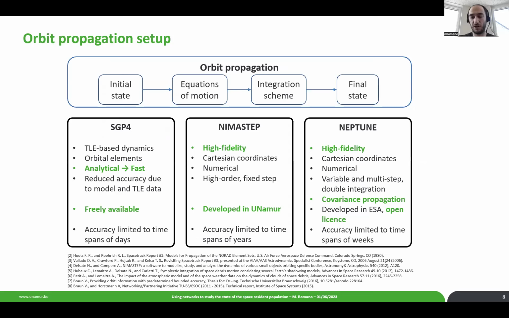Just a very quick note: I will use the term orbit propagation, which simply means the integration of the equations of motion that describe the orbit of a satellite or an object in space from its initial state to the final state. We have various propagators, so we have various ways to compute them. I won't go over this.